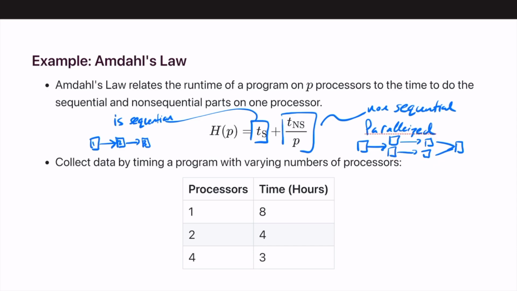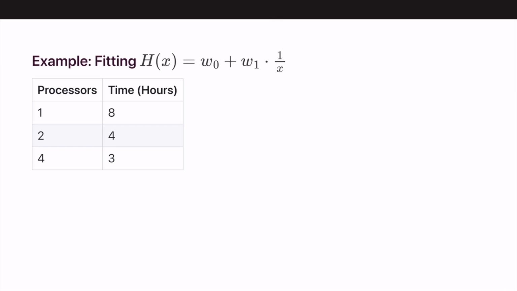Okay, so we have this data that we've collected right here, where as the number of processes being used increases, the time in hours tends to go down, and that makes sense. And so we want to see if we can fit a hypothesis function to describe this data here. So let's go ahead and try doing that.